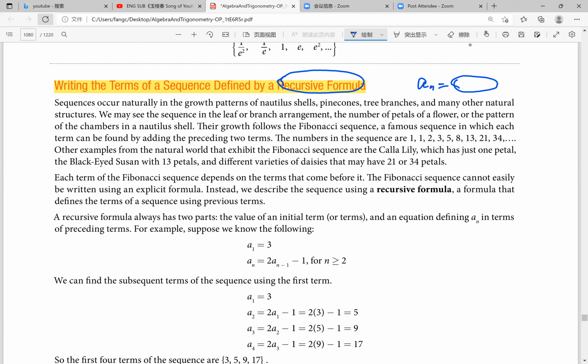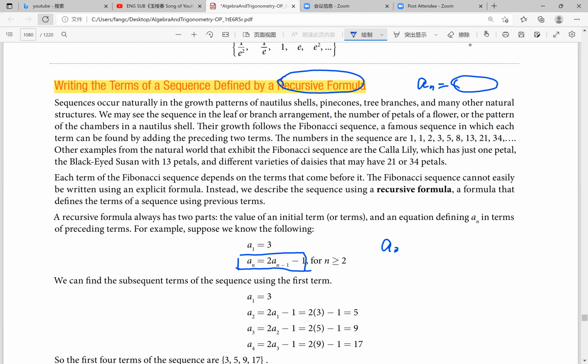For example, this one is a typical recursive formula. So we don't know a_n. For example, if I ask you to find a3, we don't know how to find a3. We just know a_n equals 2 times a_(n-1) minus 1. We just know the relationship between two adjacent terms in the sequence, but we don't know exactly the nth term of the sequence.